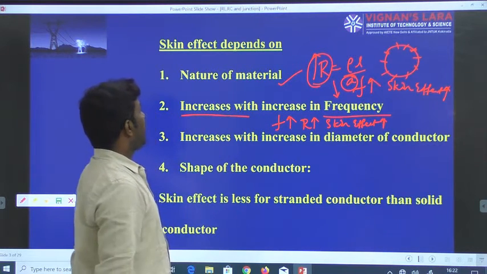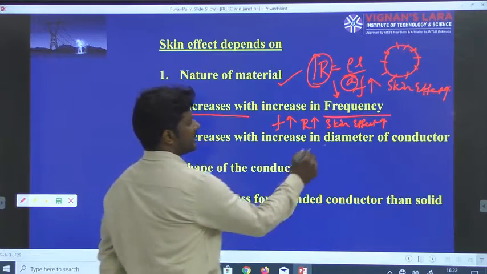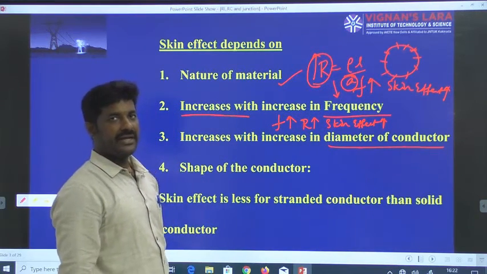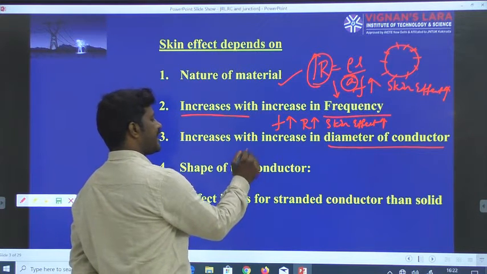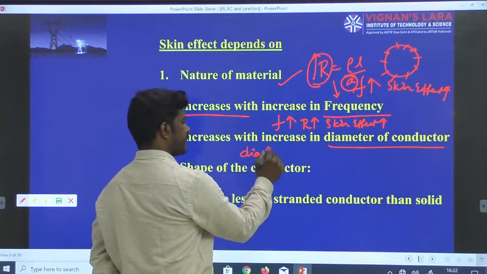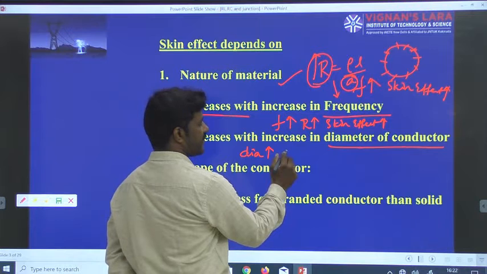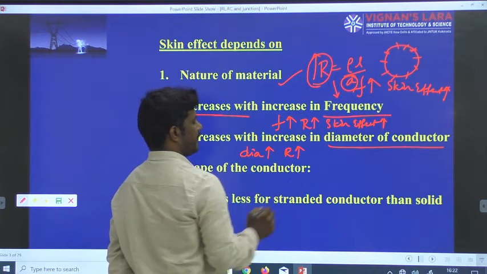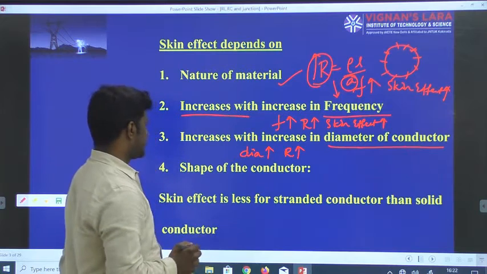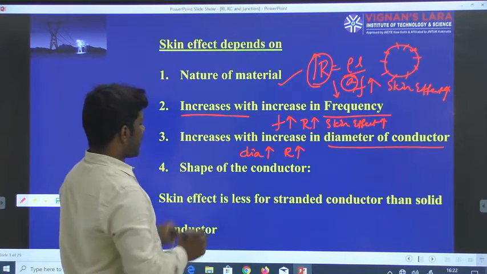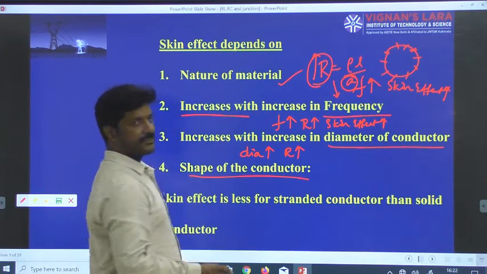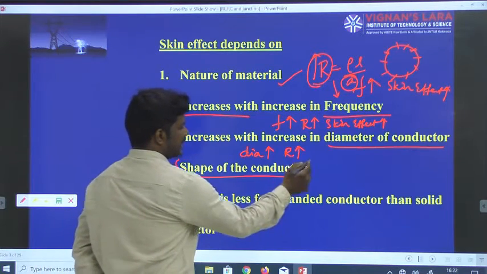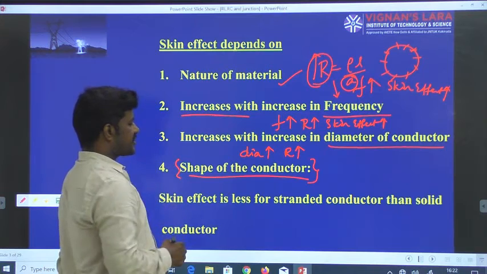Also, the skin effect depends upon the diameter of the conductor. If the diameter of the conductor increases, then obviously the skin effect increases, so that the resistance of that material also increases. And the skin effect depends upon the shape of the conductor.